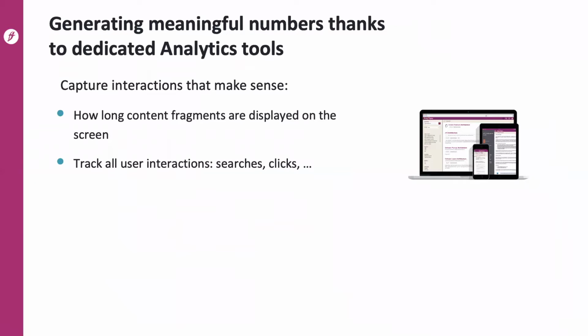But that's not all. To get meaningful numbers, you must capture the interactions that really make sense for your content. It's not the fact that a document was viewed that is of interest for you. A document can be 100 pages long. What you need to know is what part of the document was read, down to the paragraph or the topic level. What you need to measure is how long the topic or topics are displayed on screen.